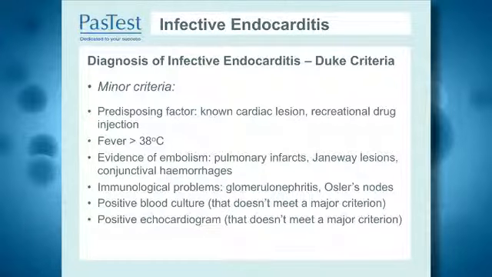So what about the minor criteria? These will be predisposing factors, such as having a known cardiac lesion, using recreational drugs, particularly patients who inject recreational drugs, patients who have a fever more than 38 degrees centigrade, or evidence of emboli. Can also be patients who have immunological problems such as glomerulonephritis or Osler nodes, or positive blood cultures that don't meet the major criteria, or a positive echocardiogram that doesn't meet the major criteria.